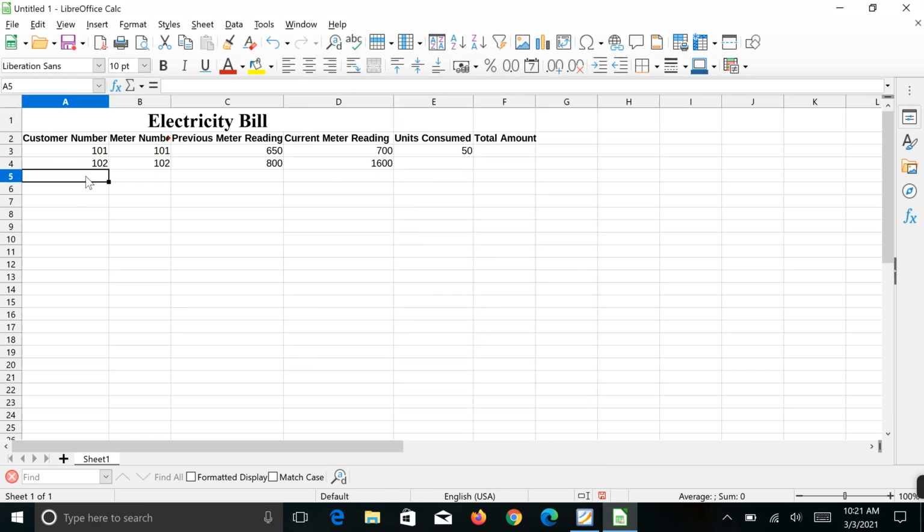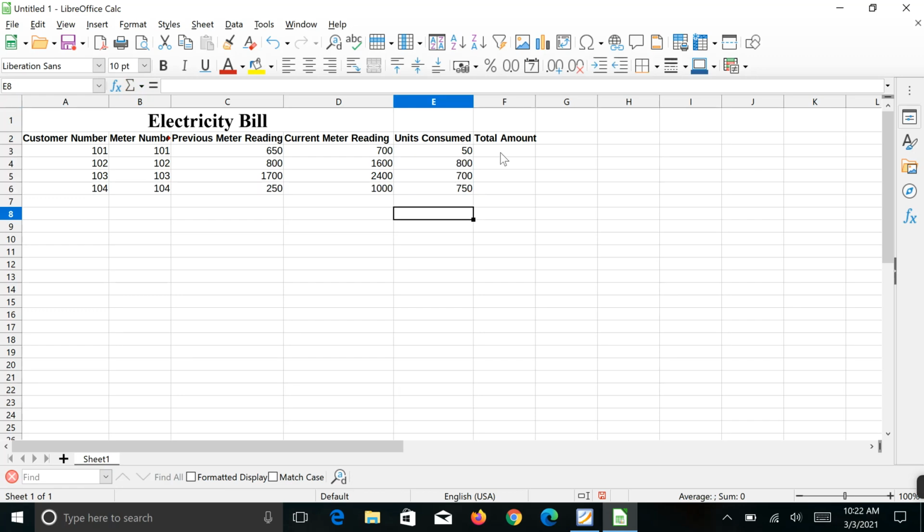So 103, 103, then 1700, 2400. So I will go to the next one, 104, 104. Previous meter reading is, let us say, 250. Current meter reading is, let us say, 1000. Okay, now I have already used the units consumed formula, so I will extend it to all.